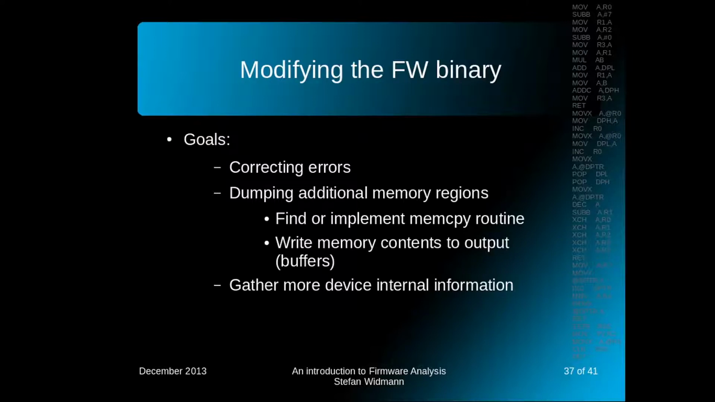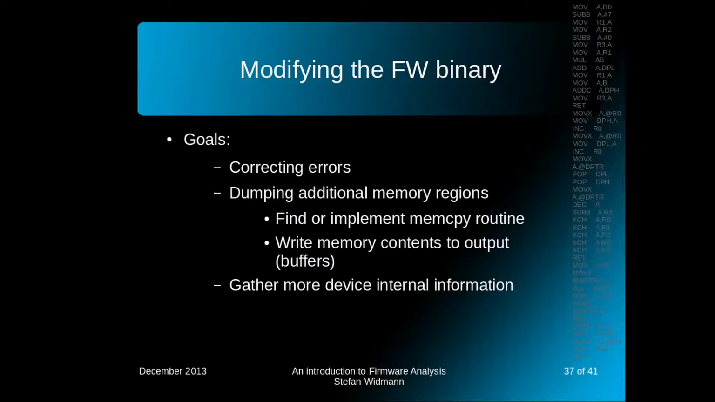What are the goals of our modification? Of course, we already heard it in the motivation section. We are about to correct errors. And maybe the errors are contained in another part of firmware we are not having right now. So maybe we have to dump additional memory regions. And that's what they did in the Cisco Voice over IP hack. They tried to find a memcopy routine and used it. If you don't find a memcopy routine, maybe you can implement your own.